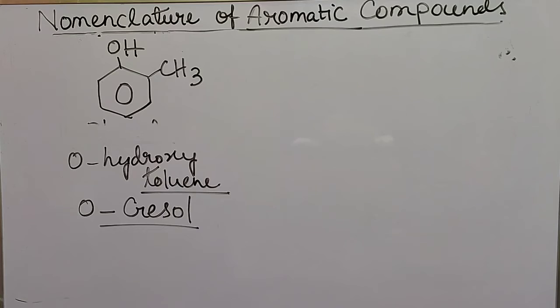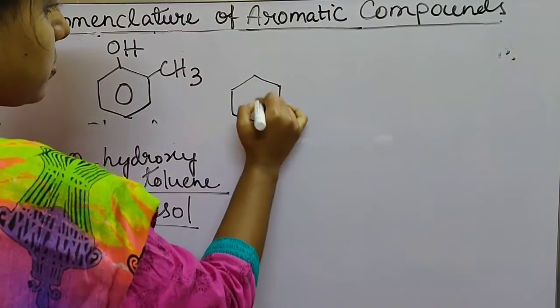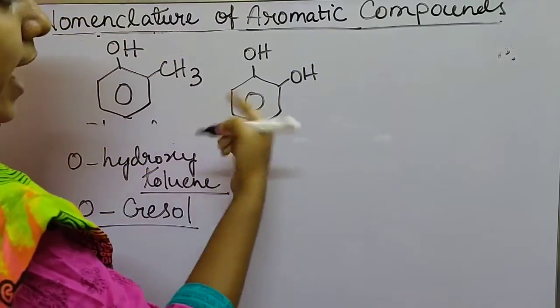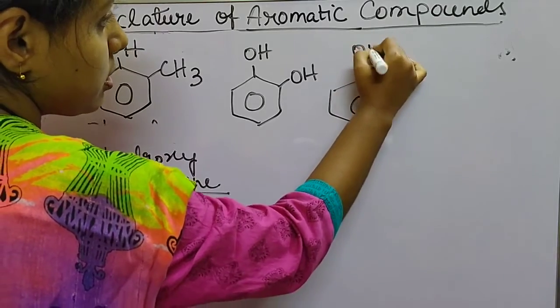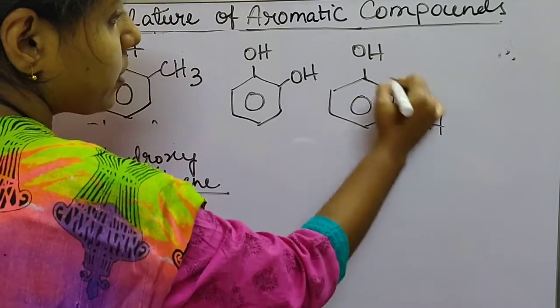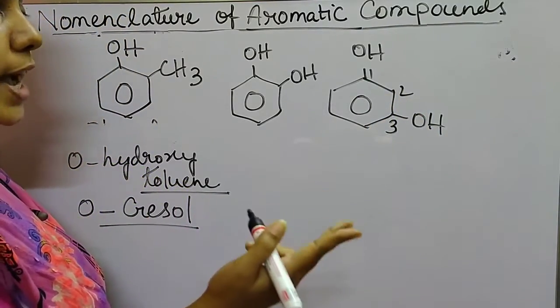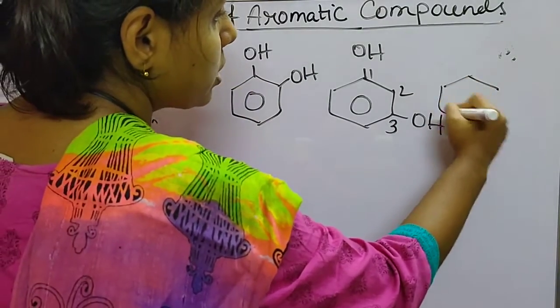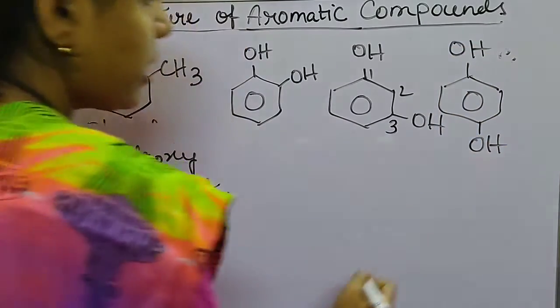Next is what happens when 2 OH groups will be there. So 2 OH groups could be at ortho, meta, para. Just like 1,2 dihydroxybenzene, this will be. If they are at meta positions, then it will be 1,3 dihydroxy. 2 OH groups are there, so dihydroxy. Here also 1,2 dihydroxy, and if there is para compound, then 1,4 dihydroxy.